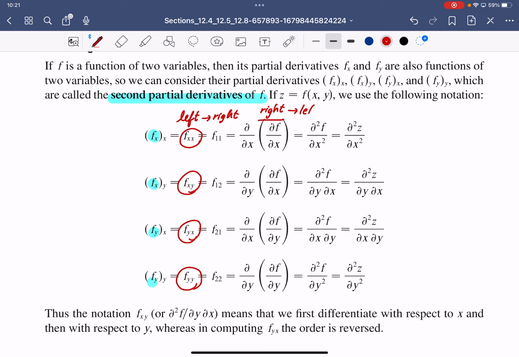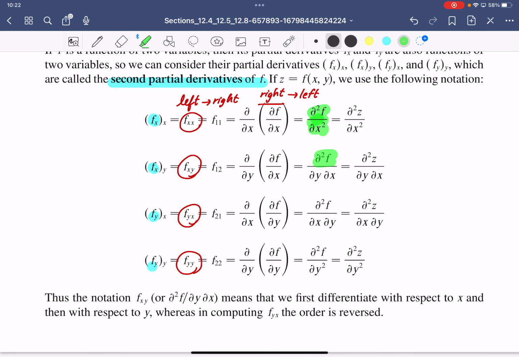This is because you do the thing in parentheses first. So if you differentiate f with respect to x, and then you do with respect to x one more time, you're gonna get differentiate with respect to x 2 times, and this is the notation. So for the one that I highlight in green here, you're gonna do it from right to left, but the one that I highlight in light blue is going to be from left to right.